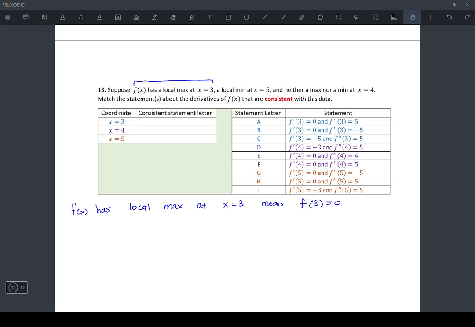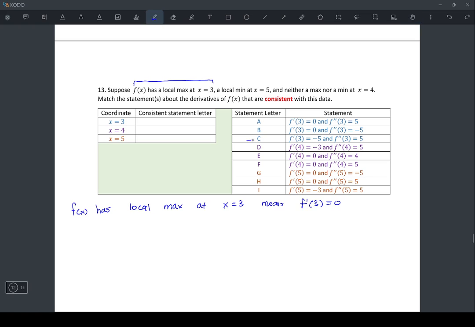There's another possibility that f prime of 3 could not exist, as long as 3 is in the domain of the function. That's another way you can get a critical point. But all the statements on the right-hand side involve the derivative being 0 or not 0. So that alone allows us to eliminate some options.